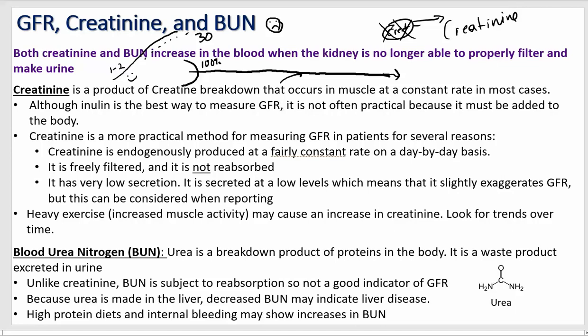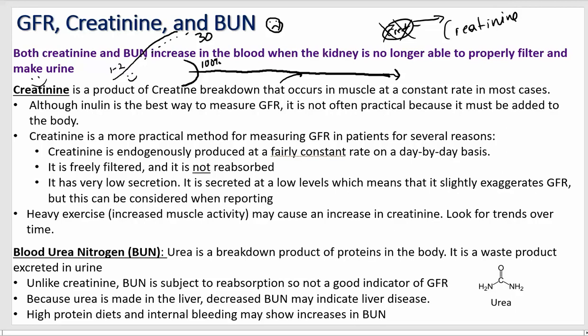All right, so creatinine is a good measurement of kidney function. Next, blood urea nitrogen, that urea we were just talking about, when we measure it in the blood. We know that it's also a breakdown product of proteins. It's a waste excreted in the urine.